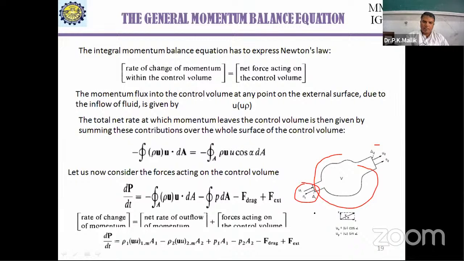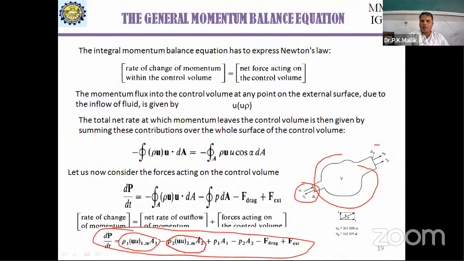the momentum balance equation: rate of change of momentum is equal to the net rate of outflow of momentum plus the force acting on the control volume. We can express this in this way. So the rate of change of momentum, dp by dt, is equal to rho uvA. This is the convective momentum of the fluid.